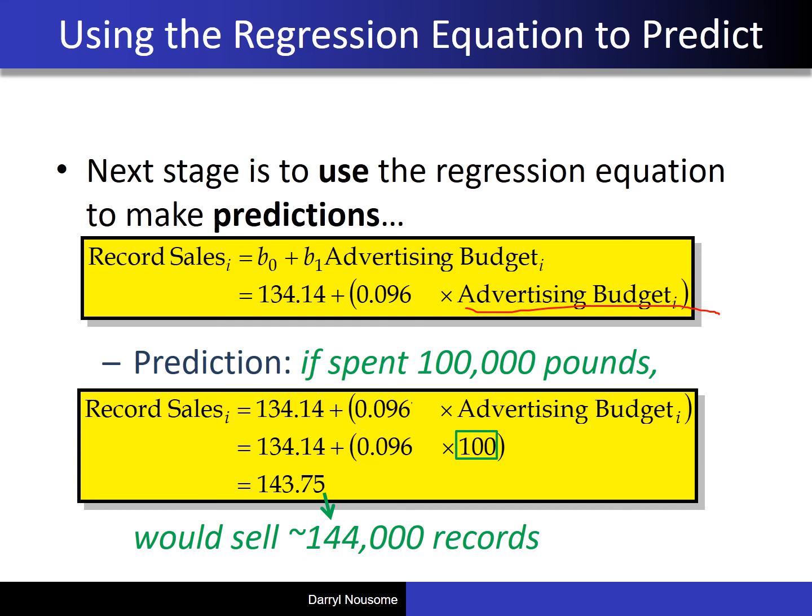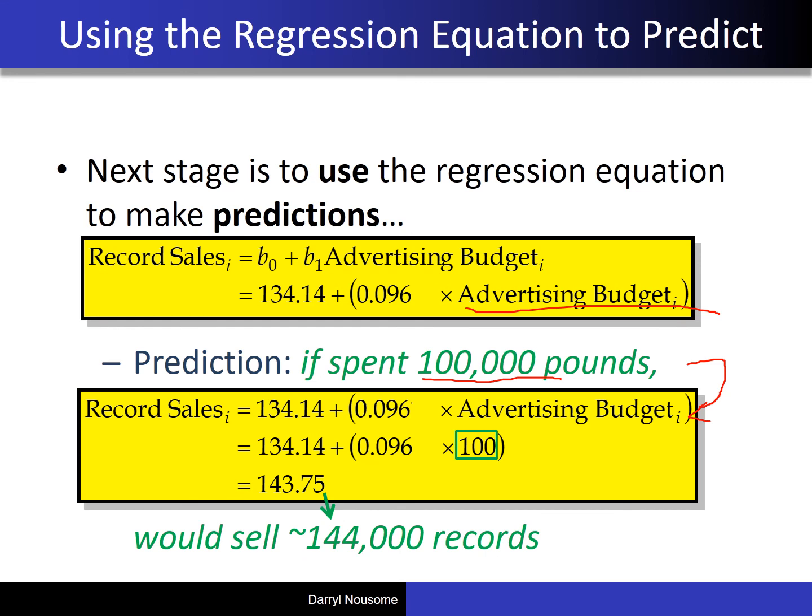And we can see how many record sales we would expect to make. So if we spent $100,000, how many records would we expect to sell? So all you do is plug in this 100,000 into the model here, right? But remember, 100,000 really is 100 in the context of this model. And if you multiply this term out and then add it to that 134.14, we would sell 144,000 records. So take a look and make sure you understand how to do predictions given that you know a regression equation.